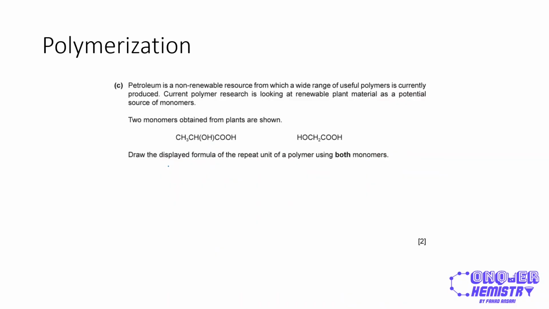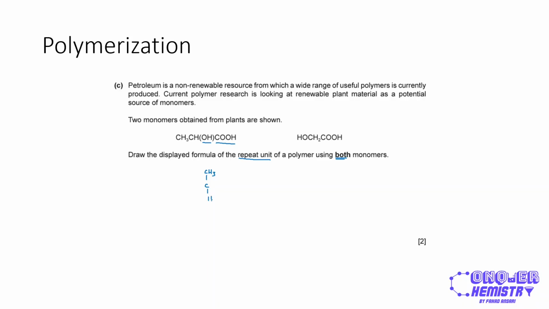So over here we have two monomers, and both of them contain the alcohol and the carboxylic acid group, right? So when we want to draw the repeat unit of a polymer using both monomers, basically what will happen is the carboxylic acid group of one will react with the alcohol group of the other and vice versa. So let's show how this is going to be. So let's draw the first monomer. I'm going to draw the functional groups on the sides.